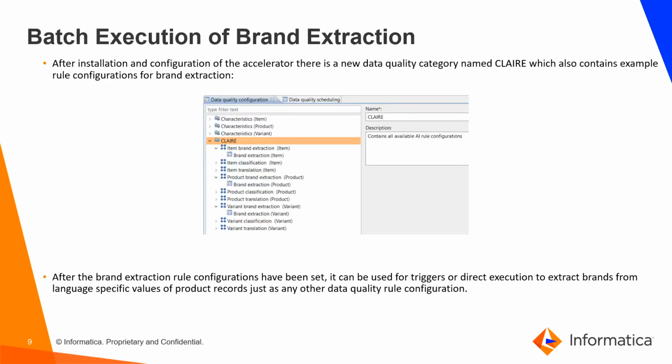For batch execution of brand extraction, we have a new data quality category available named Claire. After installation and configuration of Claire Accelerator, rule configurations are generated automatically on server restart. Here you can configure the source and target field along with a threshold value. After configuring, it can be used for triggers or direct execution to extract brands from the language specific values of a product record, just as any other data quality rule configuration.